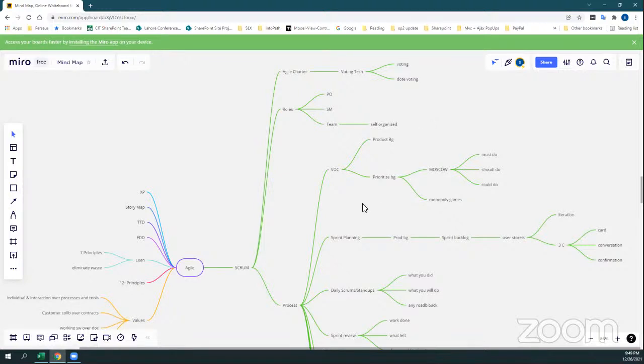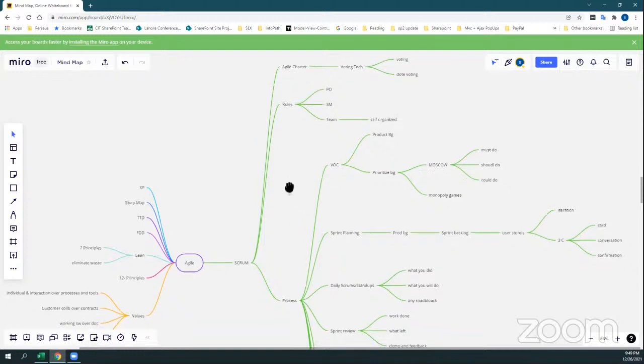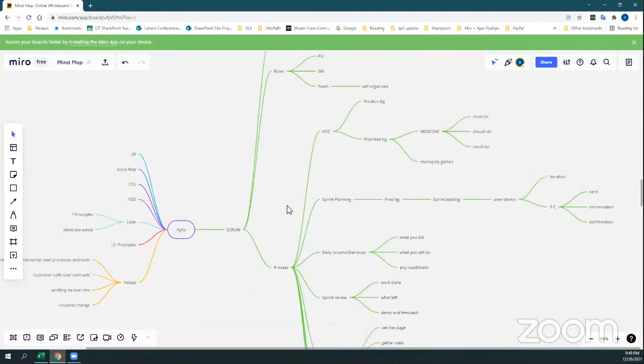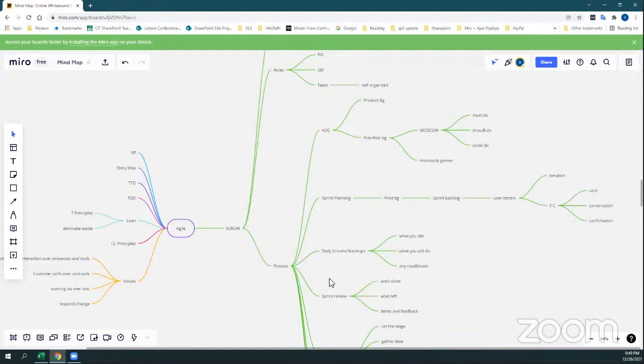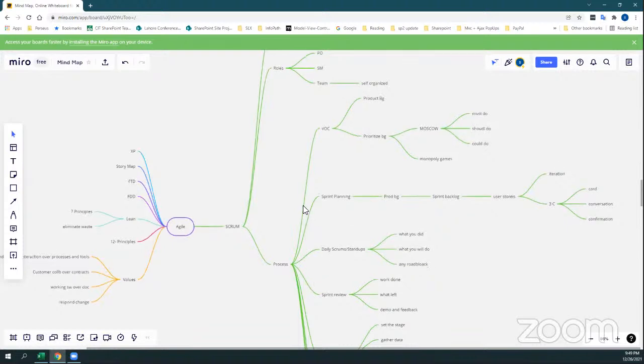The development team is a self-organized team who manage the entire development among themselves. We have the PM role, which comes as the voice of the customer. He is the owner who manages the product backlog, and the product backlog is prioritized with different techniques, one of the popular ones being MoSCoW, and another being the Monopoly game.